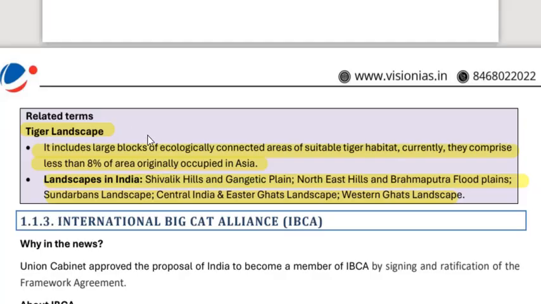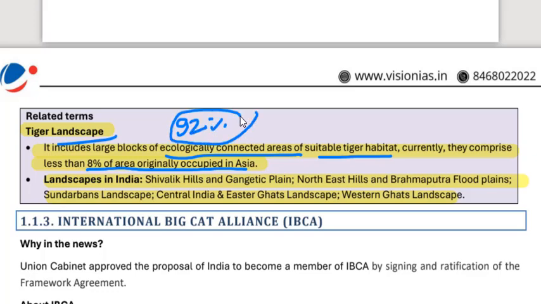Next is about the tiger landscape. What is tiger landscape? It includes the large blocks of ecologically connected area of suitable tiger habitat. Currently, they comprise less than 8% of the area originally occupied in Asia. What it means is it has reduced by 92%. Tiger landscape area has reduced by 92%, and currently only 8% area is occupied in Asia.